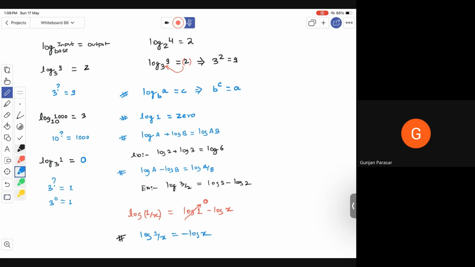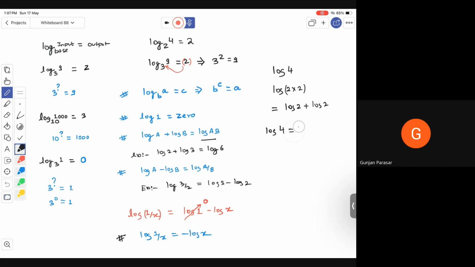Now suppose if I have log 4, then I can write it down as log 2 into 2. So I can use that log formula. What is that? Log A into B is equal to log A plus log B. So log 2 into 2 will be equal to what? Log 2 plus log 2, no? So even I can write like that also.